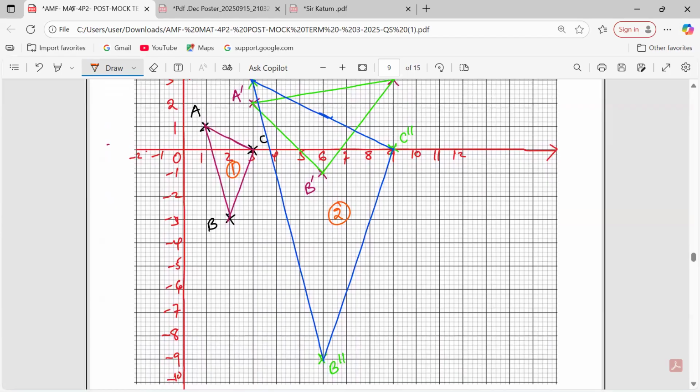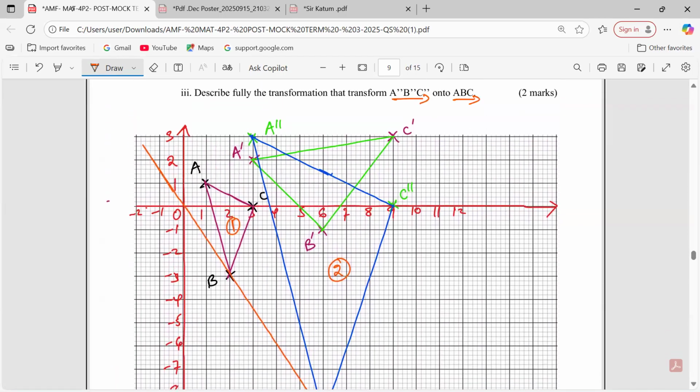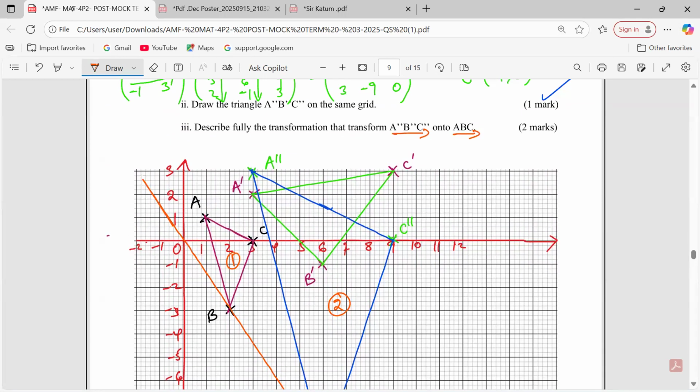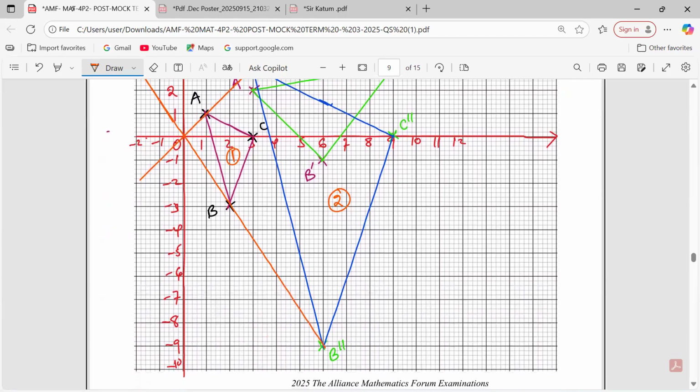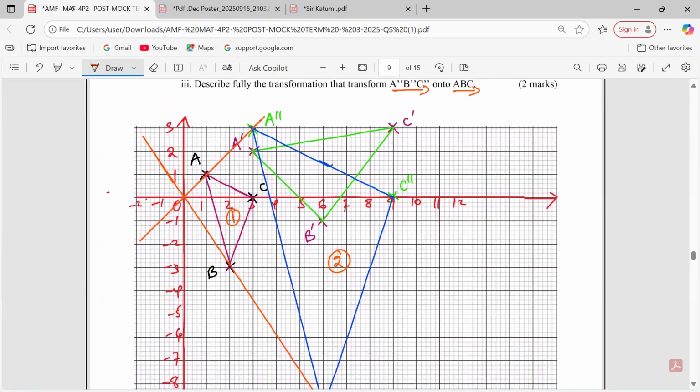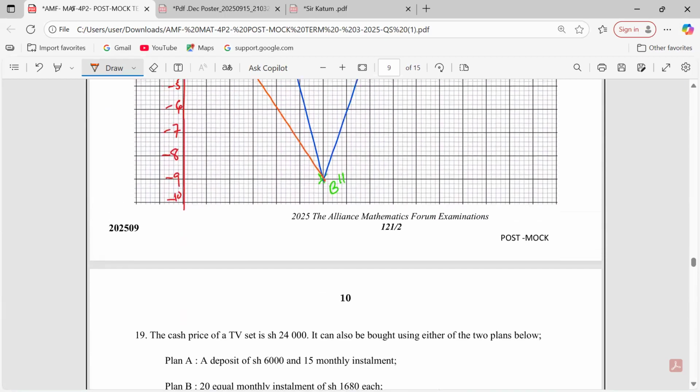So let's join B to B prime first. We want to see what kind of an enlargement this is. B to B prime, then we just extend like that. Then we can do the same for A. A double prime. We join and we extend. Like that. See, A and the image of A are meeting somewhere together with B. They are meeting at the center. Therefore, we can say that this is an enlargement first.